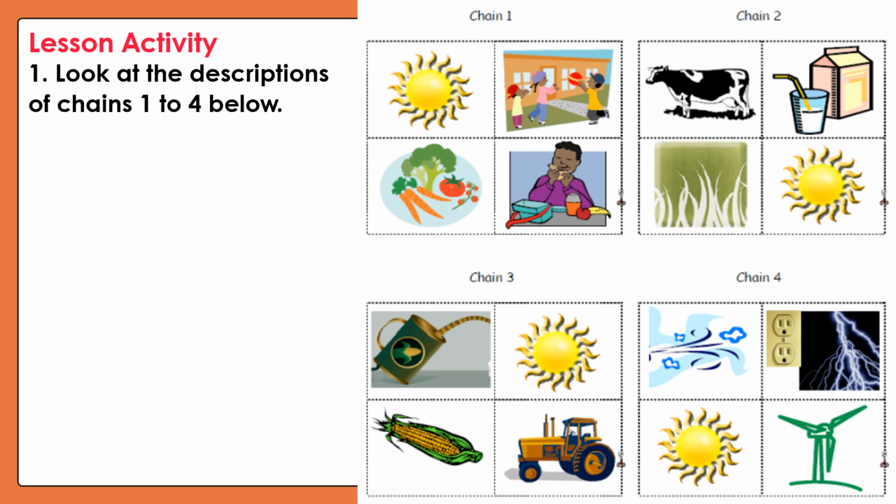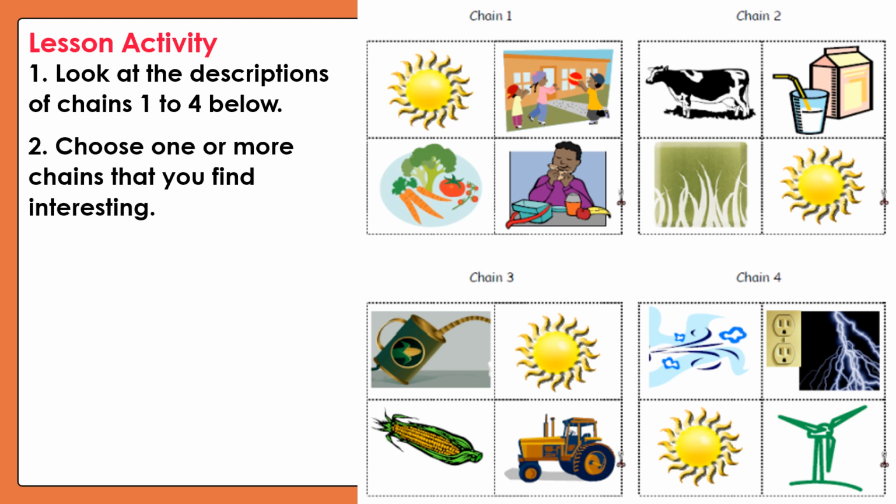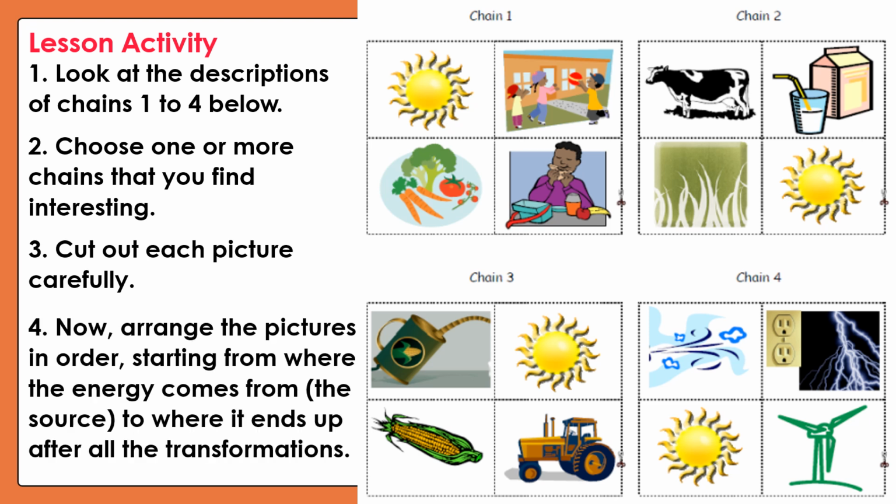First, look at the descriptions of chains 1 to 4 below. Second, choose one or more chains that you find interesting. Third, cut out each picture carefully. Fourth, now arrange the pictures in order starting from where the energy comes from, or the source, to where it ends up after all the transformations.